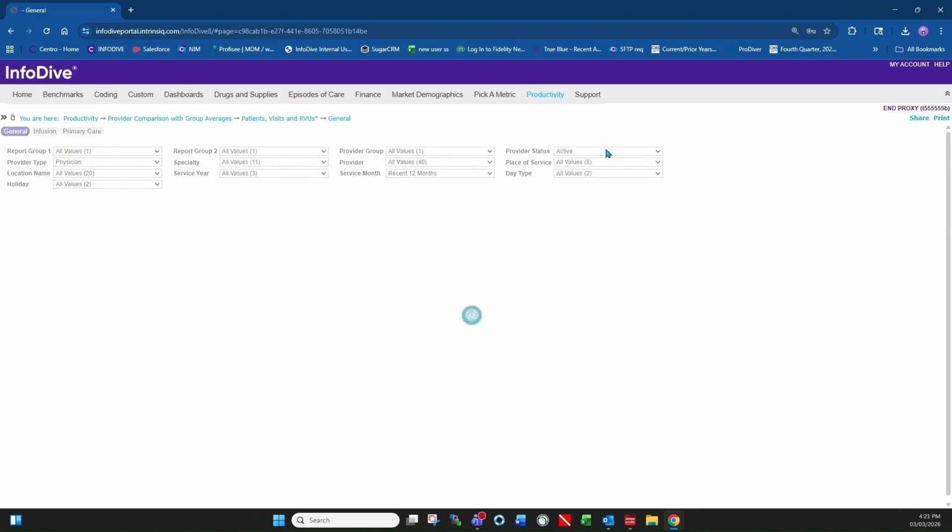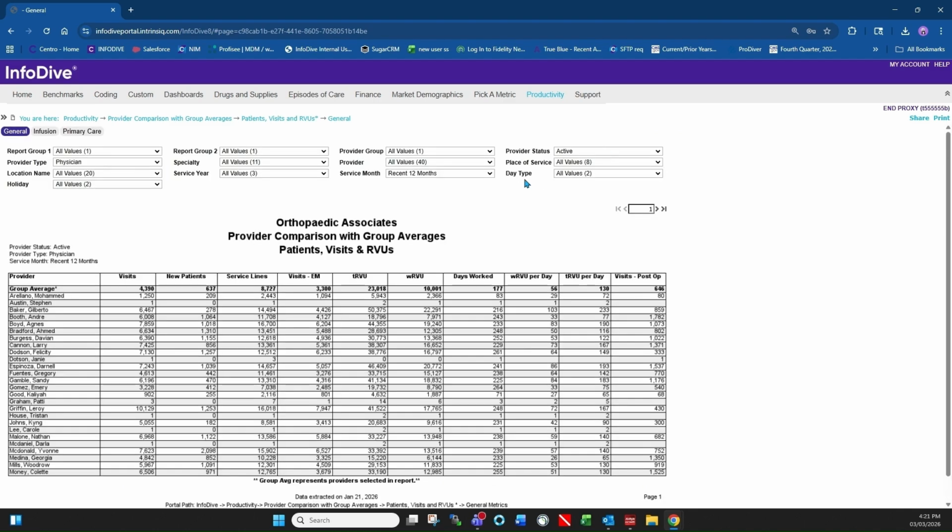Going to go ahead and click into this one. It does take just that recent 12 months here. It's going to default to that when you're looking at the report. Now, it does default to all specialty types and provider type physician. So just keep that in mind when you're looking at this report.